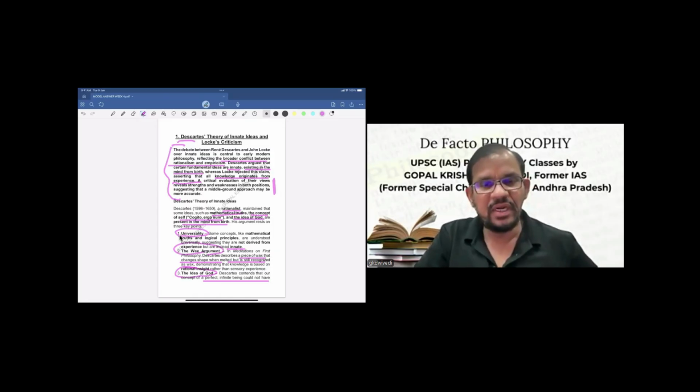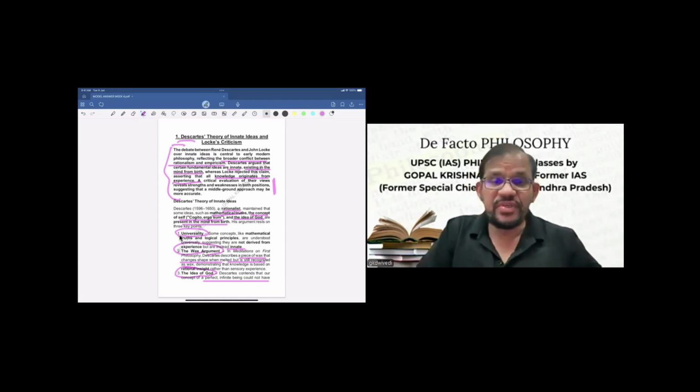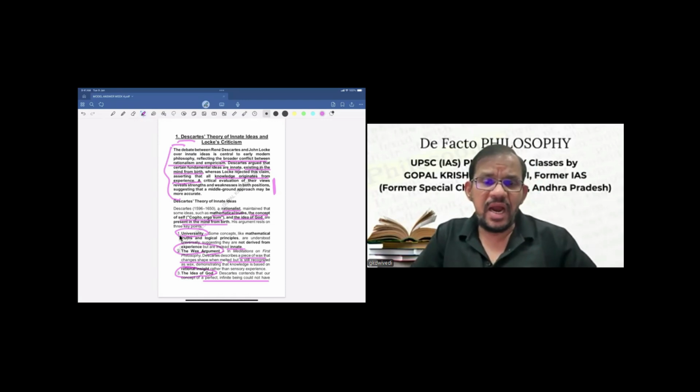As we all know, Descartes was a rationalist and he was also a mathematician. He has given the concept of cogito ergo sum, I think, therefore I am. Descartes says that the idea of self or the idea of God is already present in the mind from birth. So what the theory of innate ideas says is that ideas or knowledge are already present in the mind since birth. Knowledge is innate, ideas are innate. This is basically the theory.